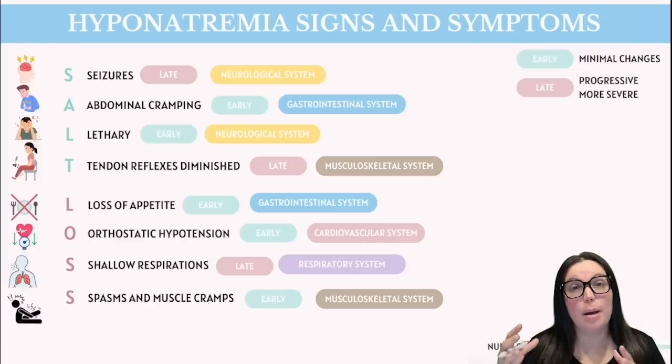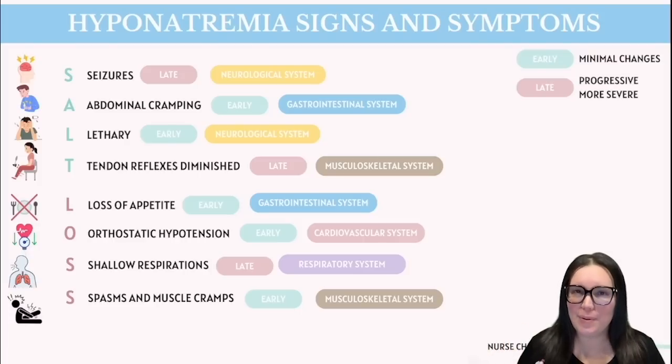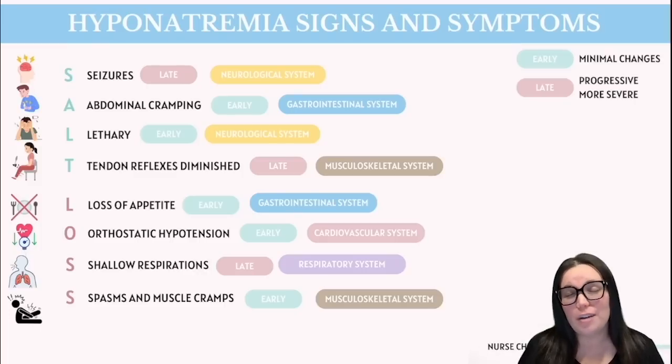And for A, we have abdominal cramping. With hyponatremia, it's going to affect the muscle and nerve functions, which can lead to painful cramps in our abdominal muscles. L stands for lethargy, which is a drop in sodium levels, again, that affect the brain. This can lead to fatigue, sluggishness, and a general lack of energy. T stands for tendon reflexes are diminished, because low sodium can impair nerve signal transmissions, causing a decrease or sluggish reflex.